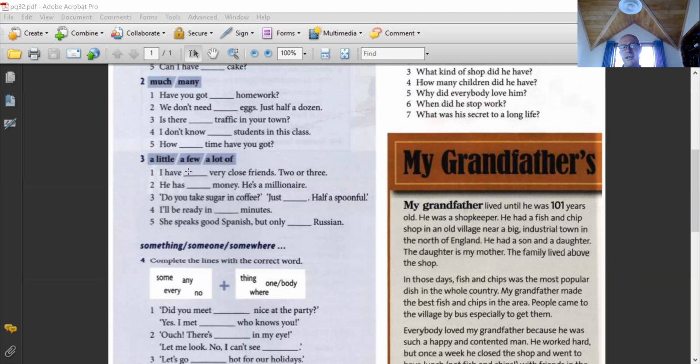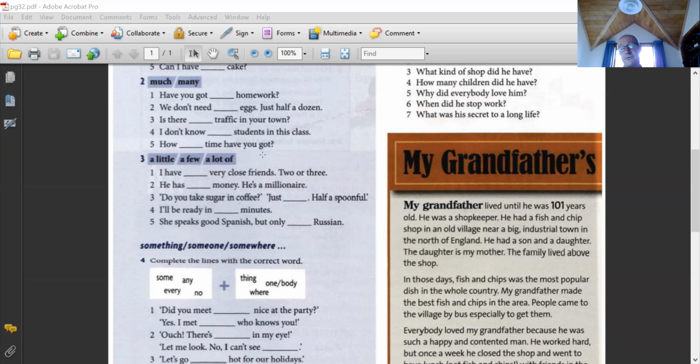Part 3, a little, a few, a lot of. That's another hard one, isn't it? Which one do you use? Okay, so I have very close friends, 2 or 3. So are we going to use I have a little very close friends? I have a few very close friends. I have a lot of very close friends.